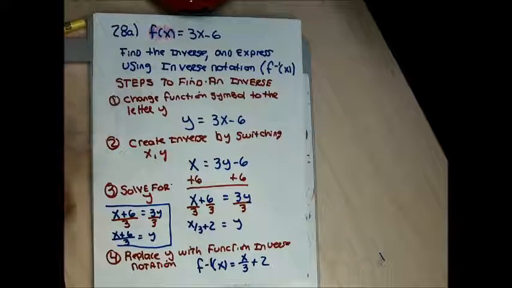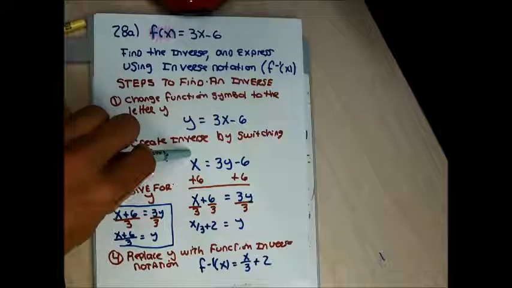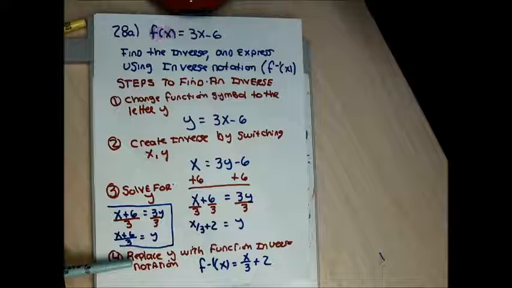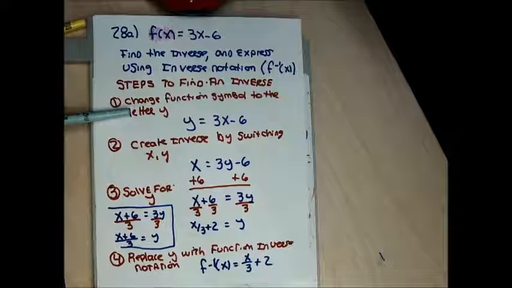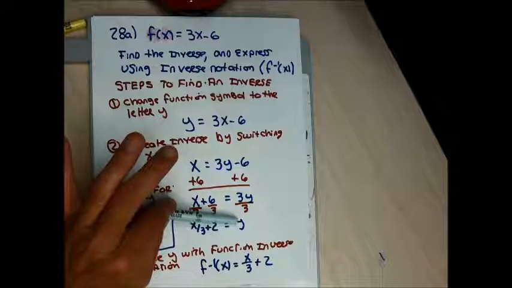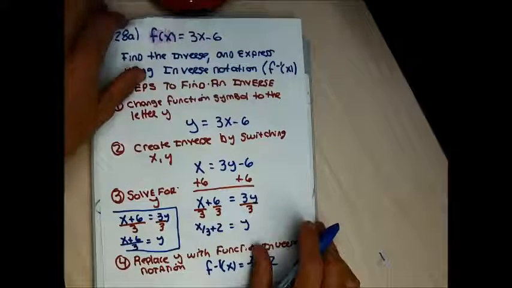28a asked me to find the inverse and express it in function notation. So I took the original function, I changed the function symbol to a y, I switched the x and the y, and I solved for y. So it's just really 3 steps, and then the last step's a non-algebra step. And in fact, 3 of the 4 steps are non-algebra. Changing the function to y is non-algebra, switching the x and y is non-algebra, solving for y is algebra, and then changing from y notation to function inverse notation is not algebra either. Done with 28a, I found the inverse.